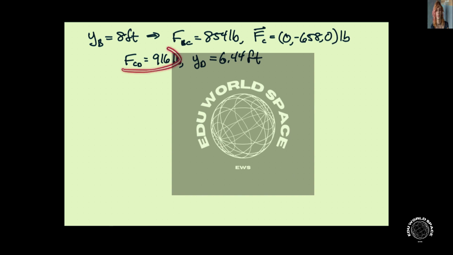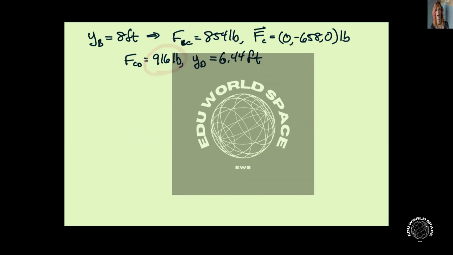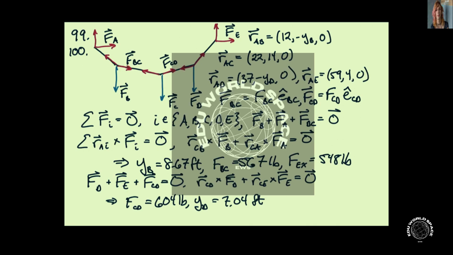Likewise, we can figure out the tension in this cable here. The cable from C to D is 916 pounds, and that YD is 6.44 feet. In the previous case, it was 7.04 feet. So again, it has moved up, and that is because as we add more weight here, we're going to have more straight segments here, and so the angles at point B and point D will be smaller.